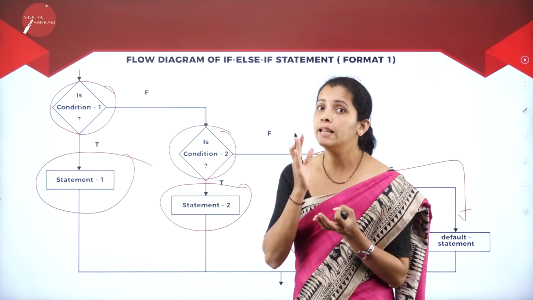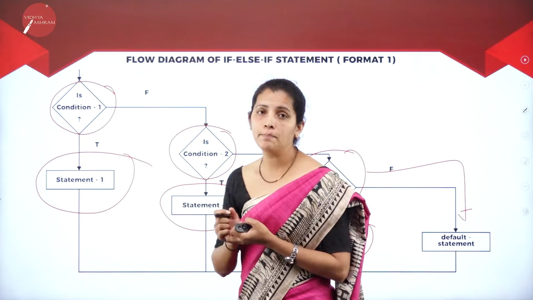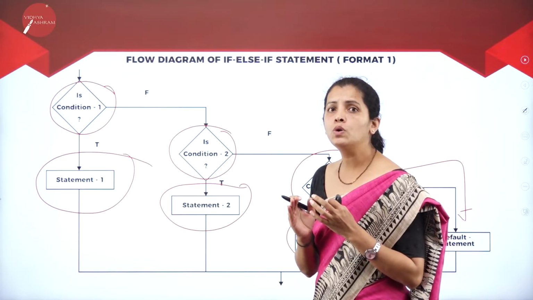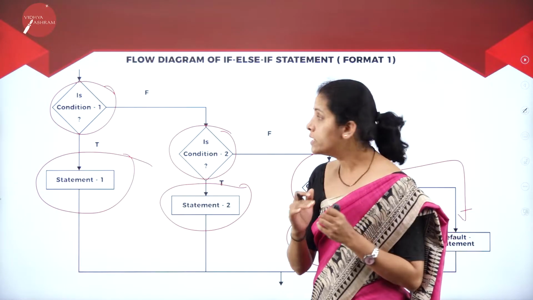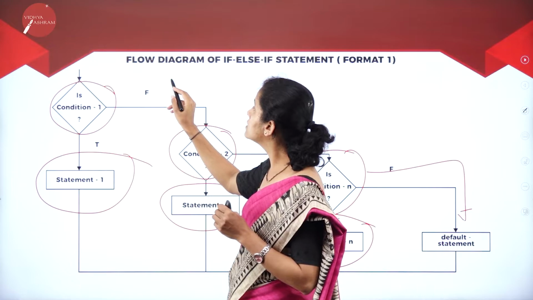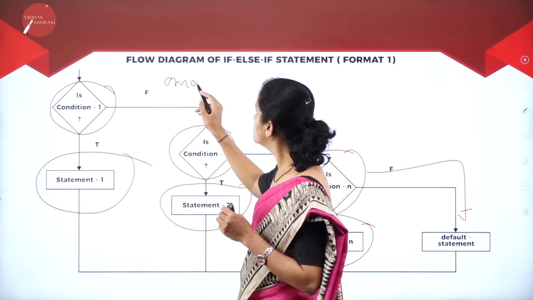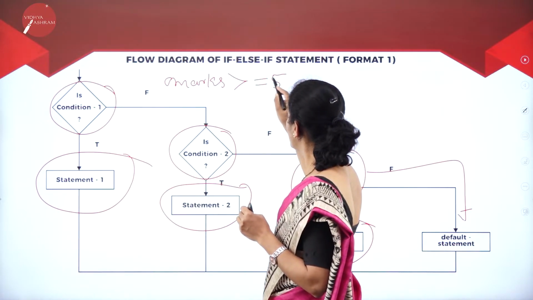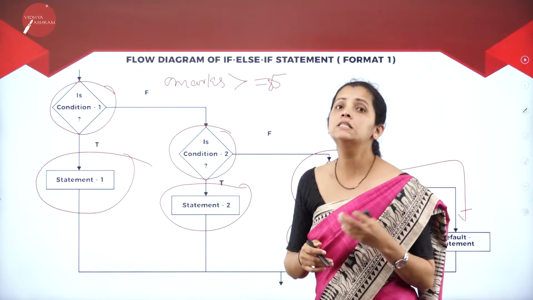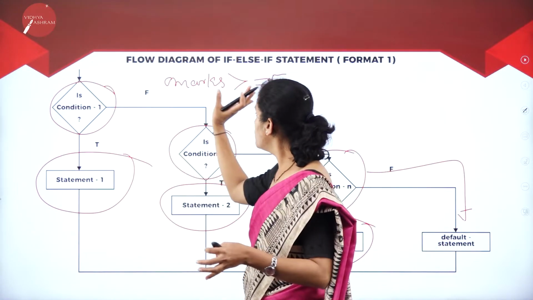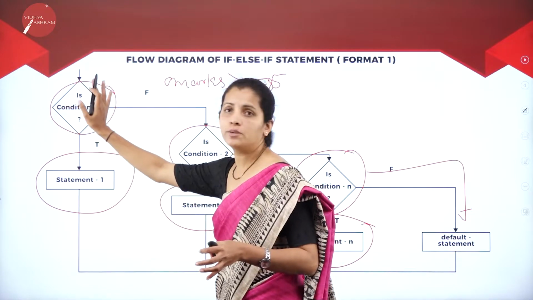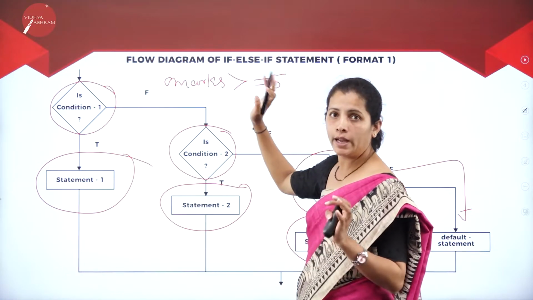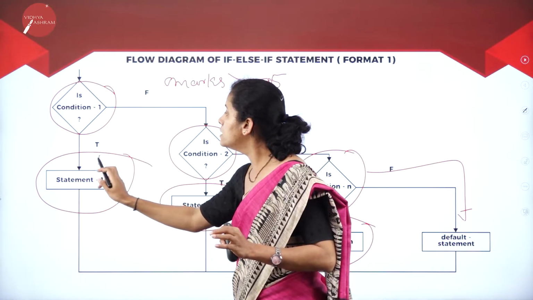So dear students, let me consider a simple example for this if else if statement. I want to announce the result. So here think that if the marks are greater than or equal to 85, what I want to announce is distinction. Where am I going to write this condition? In my condition part, I'm going to check if the marks are greater than or equal to 85. Here I'm going to announce distinction.